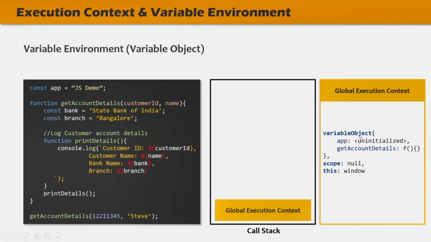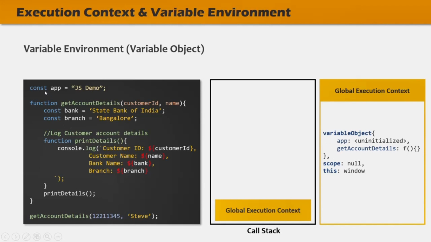That's because during the creation phase, when this variable object gets created, the JavaScript engine is simply going to scan over the code. In this case, it is going to scan over this JavaScript code. And there it will find that it has this app variable. So it is going to create that variable, but it is not going to initialize it. Here in this code, this app variable is initialized with this value JS demo, this string value. But during the creation phase, it will simply create this variable, but it will not initialize it with the value which we have assigned to it. Instead, it will initialize it with this uninitialized.